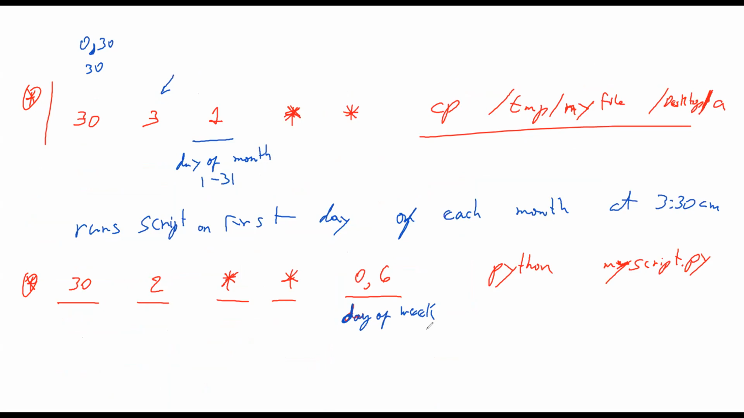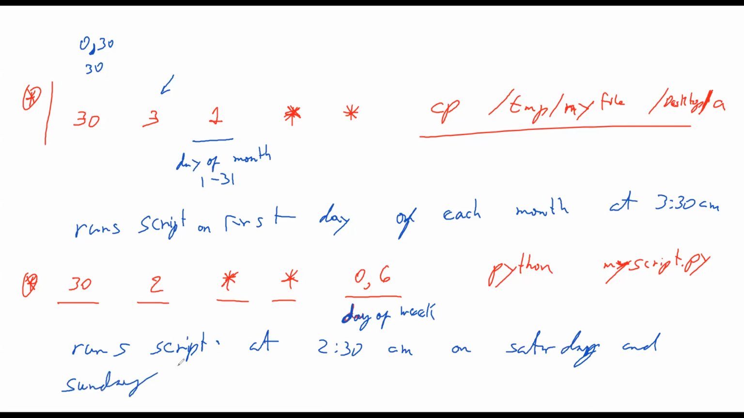So at 2:30 a.m. on Saturday and Sunday, it's going to run the script, because Sunday is 0 and Saturday is 6. Very good. So it runs the script at 2:30 a.m. in the morning on Saturday and Sunday. Very good. All right.